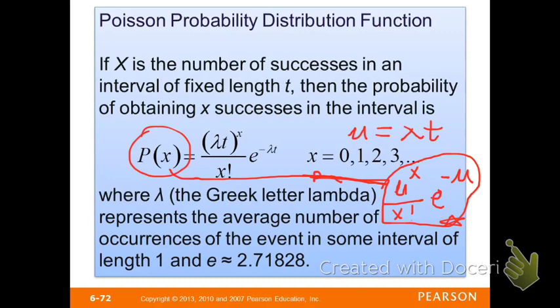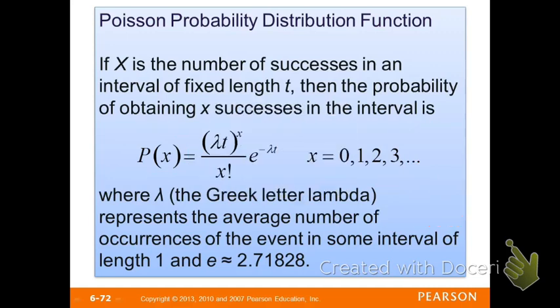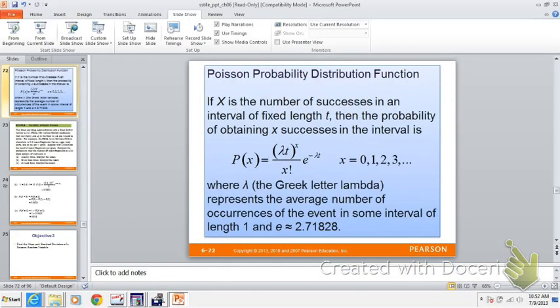So where lambda, the Greek letter lambda, represents the average number of occurrences of the event in some interval of length 1, and e is, of course, the transcendental number 2.718. It's a mathematical constant. Okay, well, let's take a look. I know that formula can seem daunting.